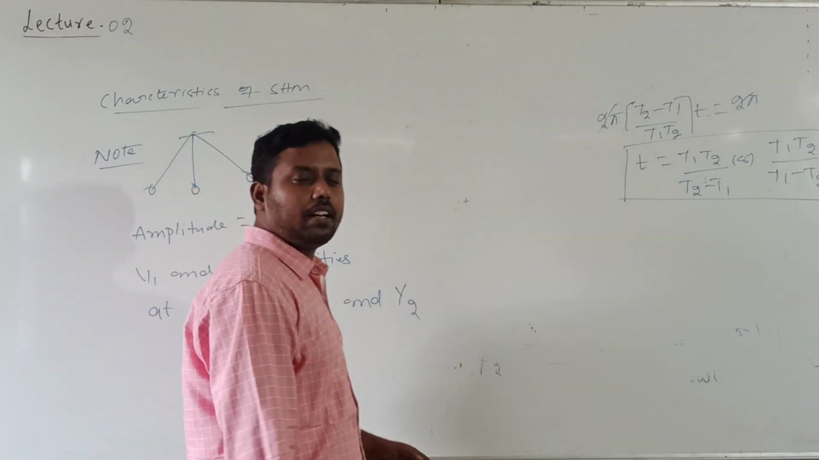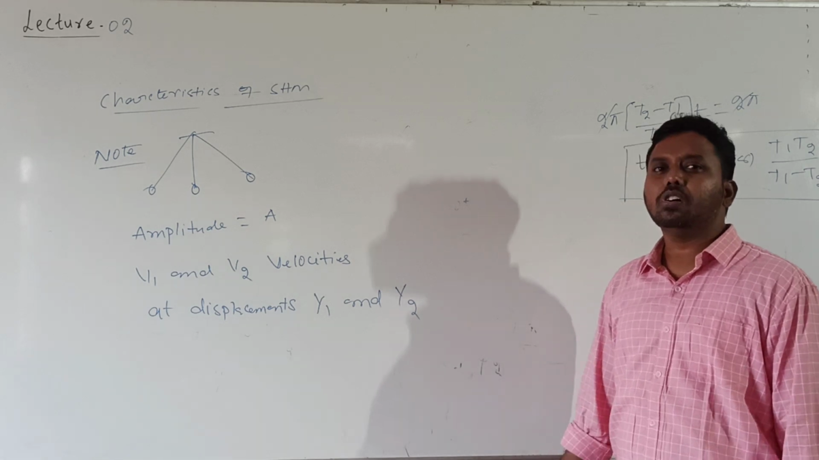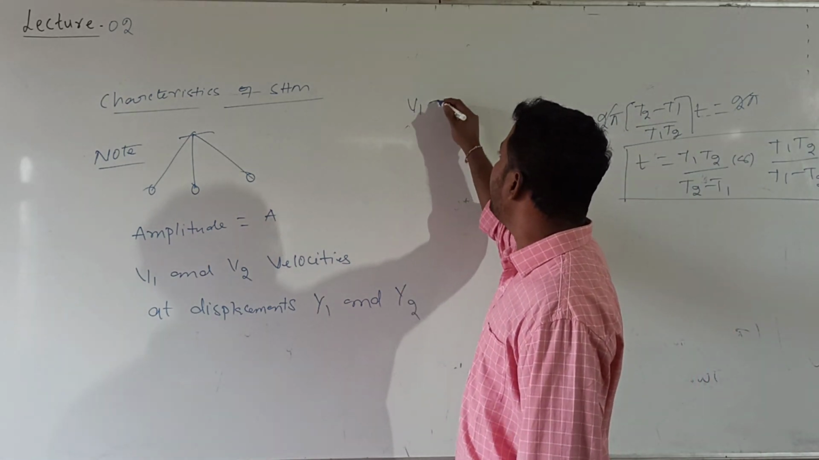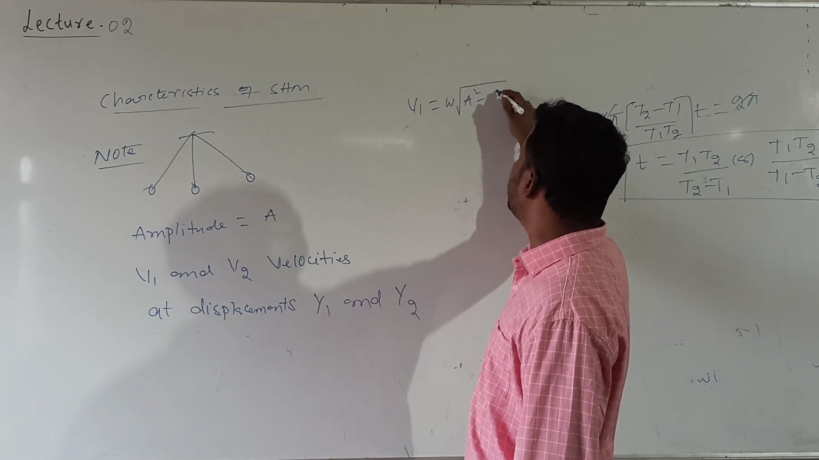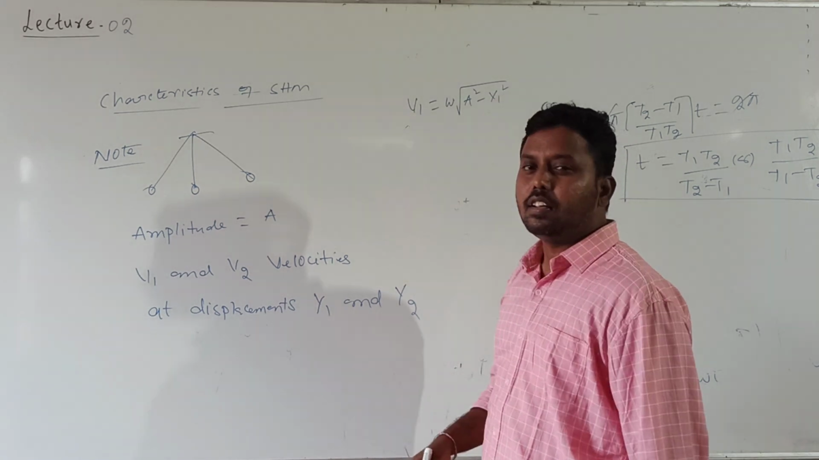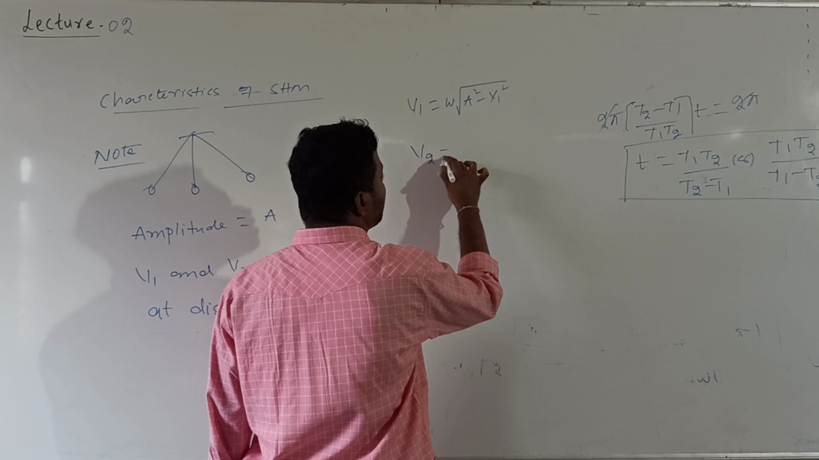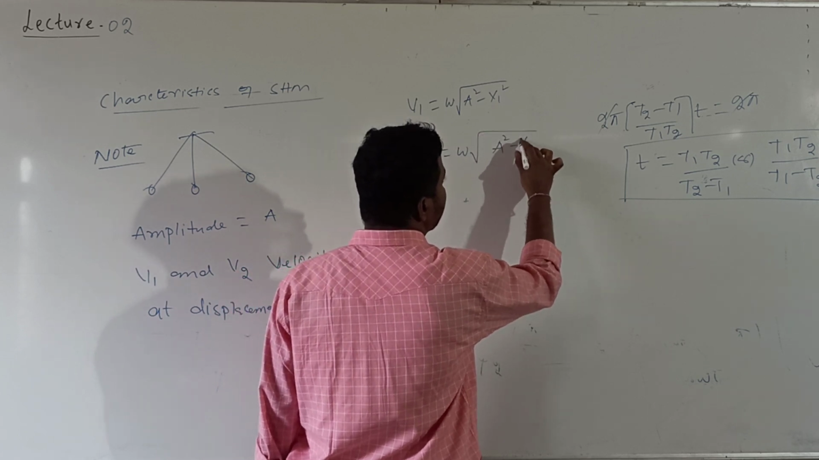When displacement is y1, velocity is v1. When displacement is y2, velocity is v2. So what can I write for v1? v1 is equal to omega into root over a square minus y1 square. Similarly, what can I write for v2? v2 is equal to omega into root over a square minus y2 square.